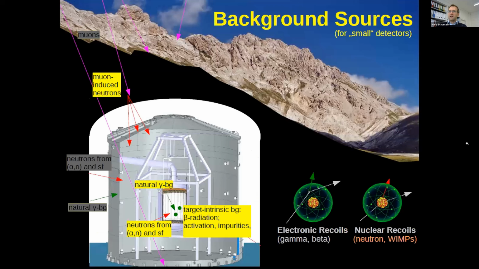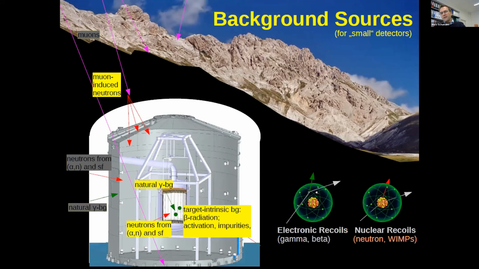All these detectors suffer from background. So I already said we have low background experiments. So where are these background sources? If you have smaller detectors, we all go underground. We all employ some kind of shielding, and the typical background sources that are left for smaller detectors are muon-induced neutrons. So basically, you have hadronic showers induced by the muons.